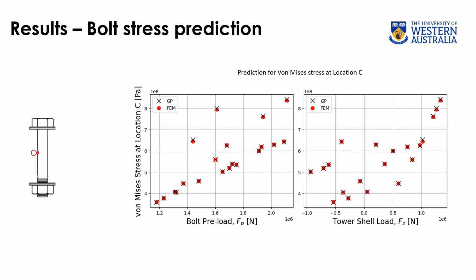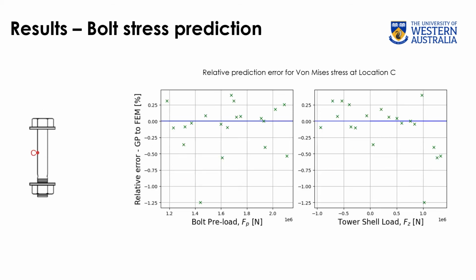The general form of the GP surrogate model prediction follows the FEM simulation baseline, with globally increasing bolt stress against both dimensions. The GP surrogate model seems to predict the changing regime of bolt stress against tower shell load relatively well. You can see this change from around 1000 kilonewtons onwards. We observe relative prediction errors above 0.5% at higher tower shell loads. In general, prediction errors are below 0.5%.